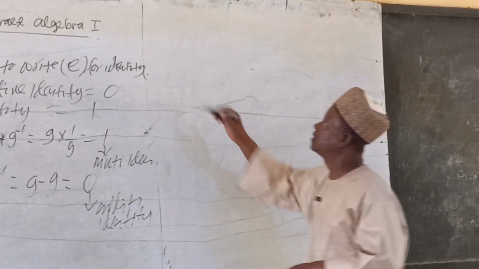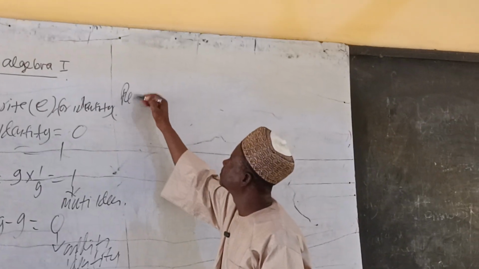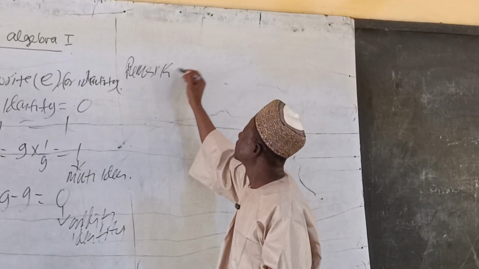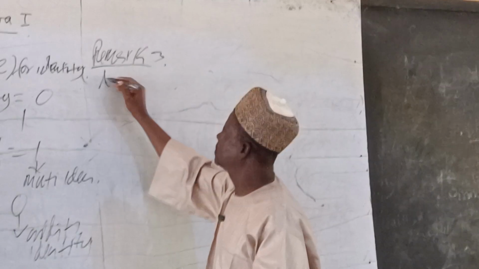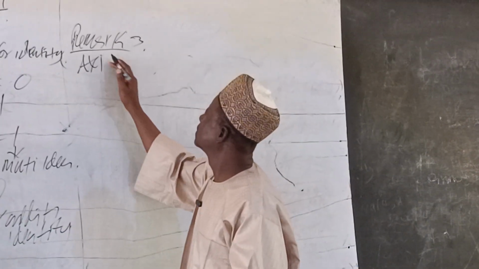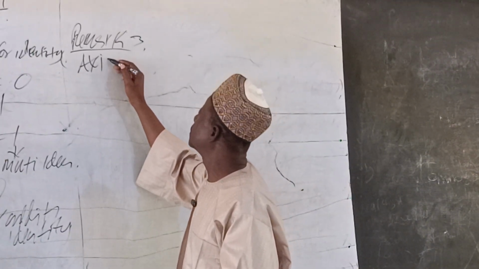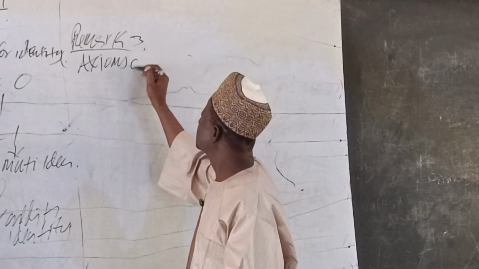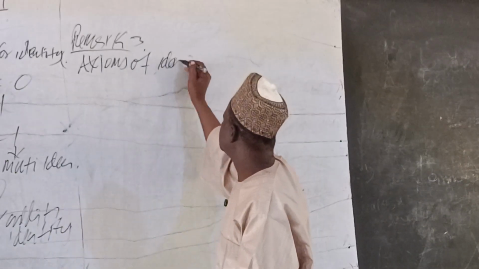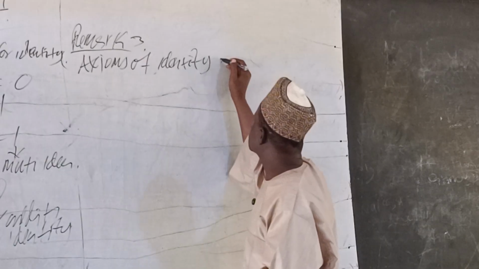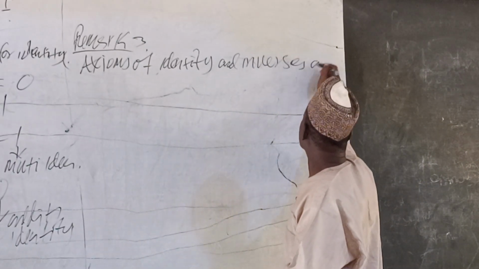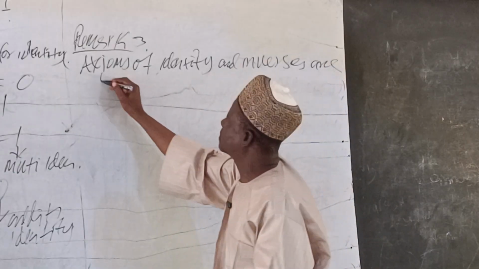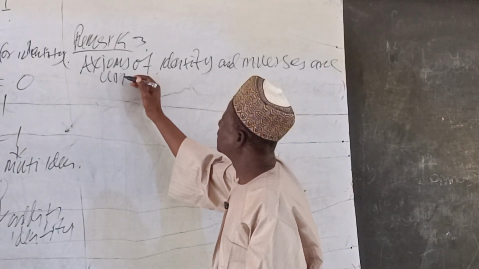Remark 2. Remark 3. These axioms are unique. Axioms of identity and the inverses are unique. Okay?